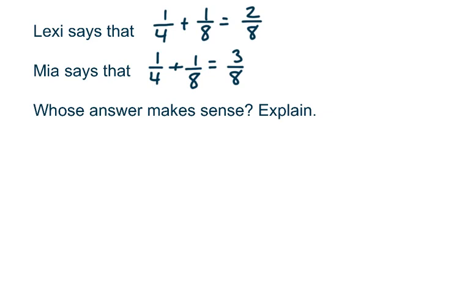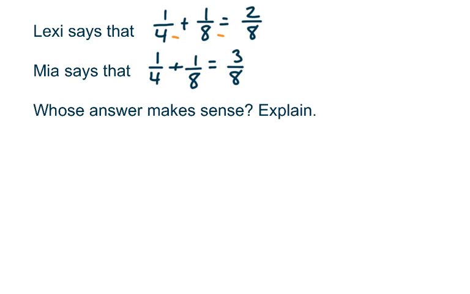If we were to look at this problem, remember we talked about the denominators having to be the same before we could add. Well, notice how our denominators are different. We have a 4 and we have an 8. And we can't add until our denominators are the same. So what can we do to make our denominators the same? We can find a common denominator and then change our fractions to have that common denominator.